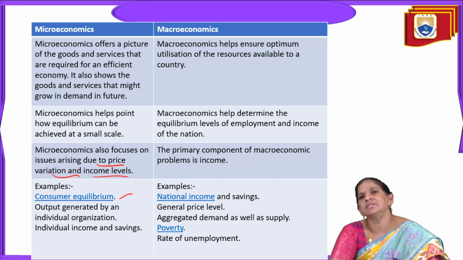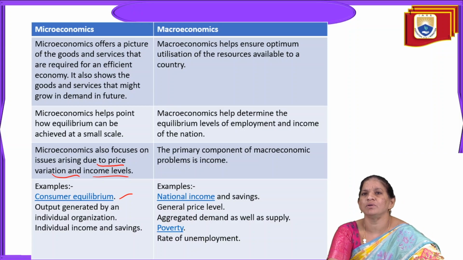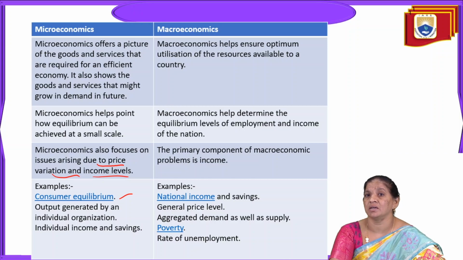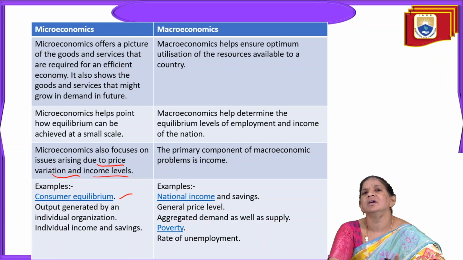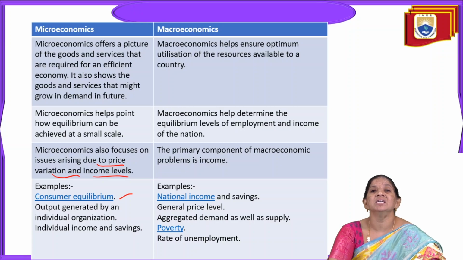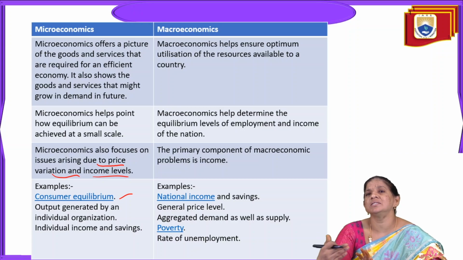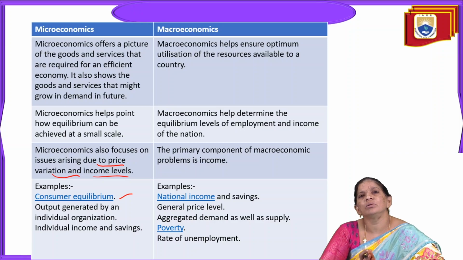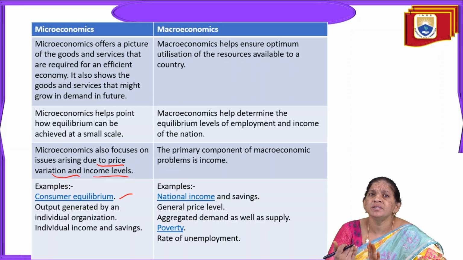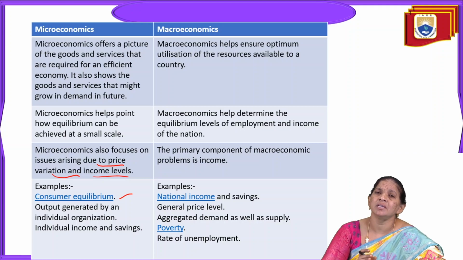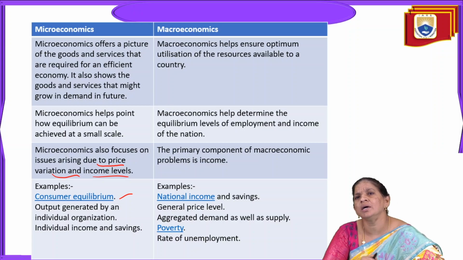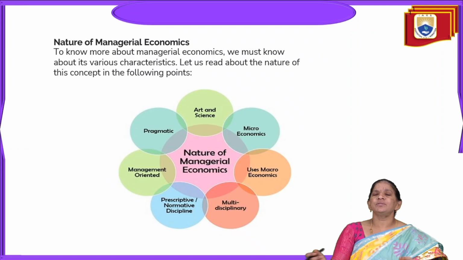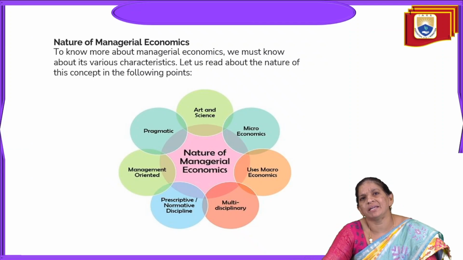But the examples given for the primary components of a macro environment are national income and savings. National income will increase only when the individual saving level increases. Also the general price levels, aggregate demand and supply, poverty, and the rate of employment. These come under some of the examples enumerated under the macro features. So these are the differences we can mention relating to microeconomics and also macroeconomics.